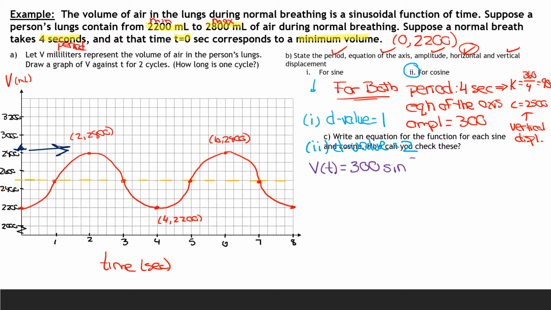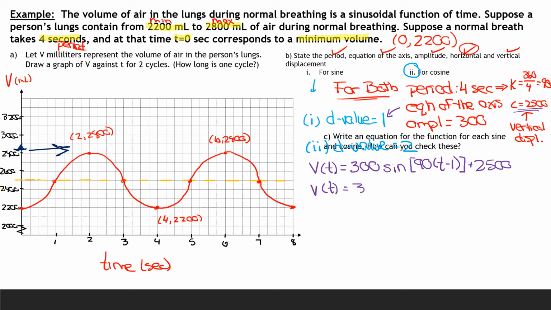Sine. Now we have a bracket, and then our k value goes first. That's a 90. Another bracket. t minus, what's the D value? For sine, it is 1. Close bracket, and then plus our C value goes at the end, 2500. That's sine.